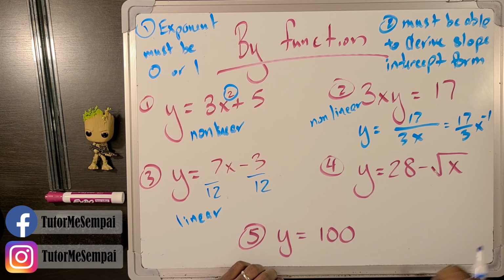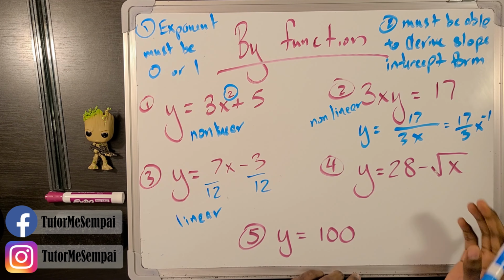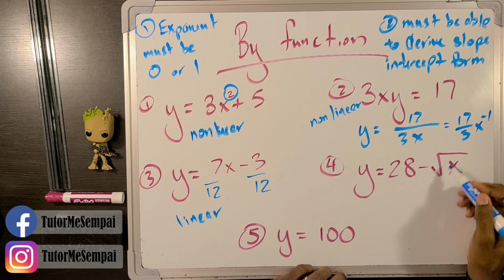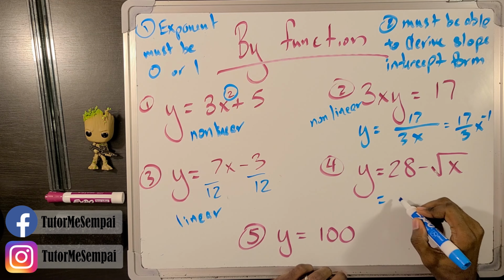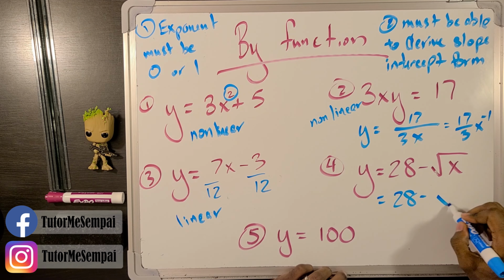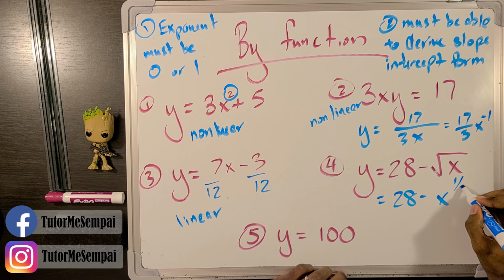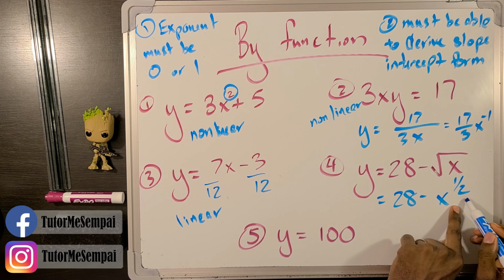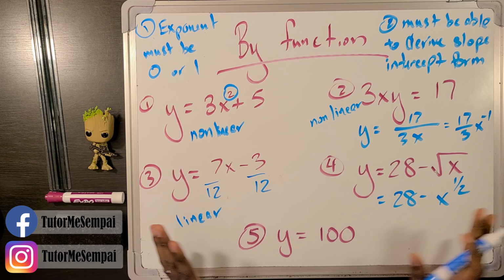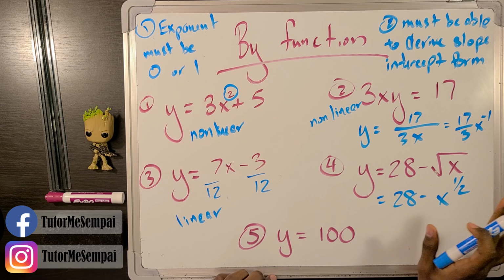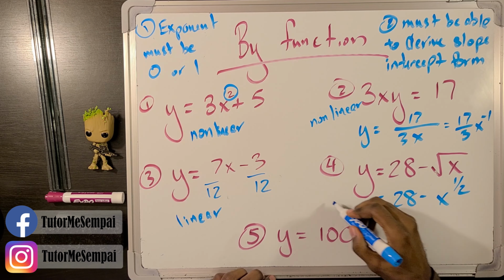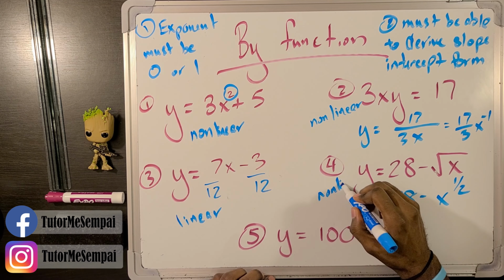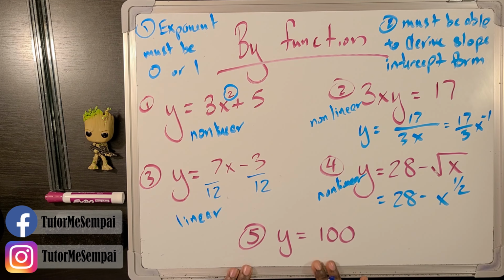How about number 4? It seems like you can potentially get slope-intercept form. However, this square root can be rewritten as 28 minus x to the 1/2. Is that 1/2 0 or 1? No. So this is not going to be a linear function. This is non-linear.